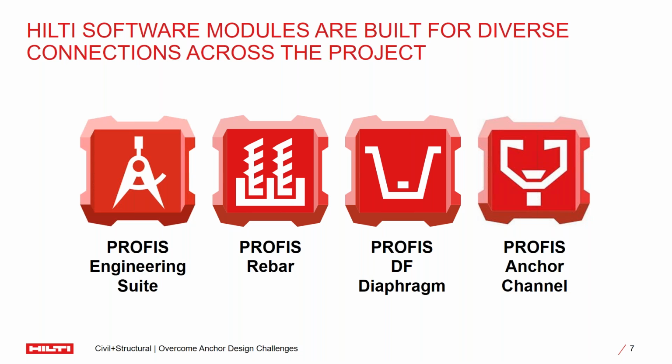Perfect. That was such a great explanation of the differences and why you would maybe want to use PROFIS Engineering Suite or PROFIS Rebar for different applications. So as someone who works with Thornton Tomasetti across the US and Canada, I do understand that different Thornton Tomasetti offices also use PROFIS DF diaphragm, which is for the attachment of deck to the steel framing below, and also use PROFIS anchor channel, specifically out of the New York office, I believe, to design facade attachment to the face of a building.